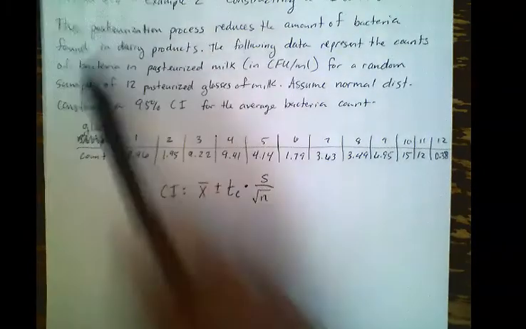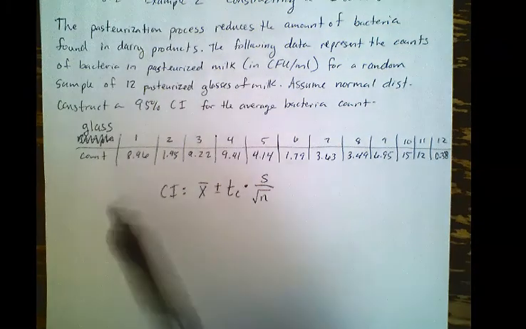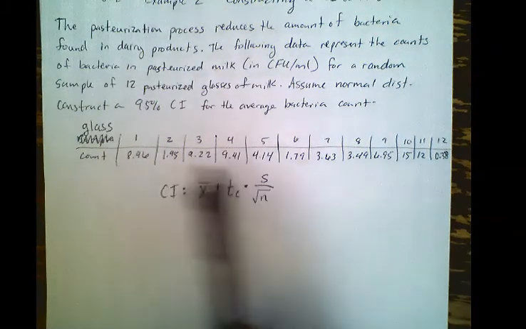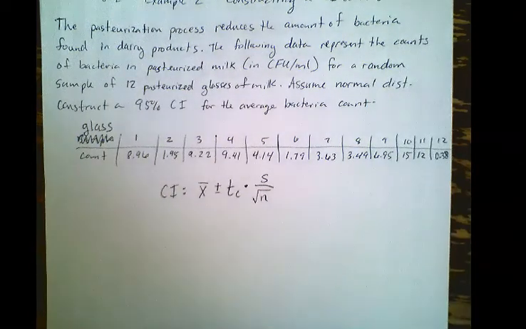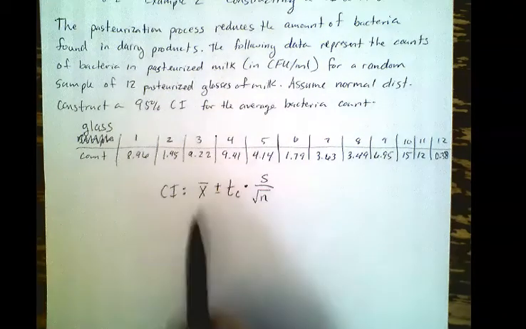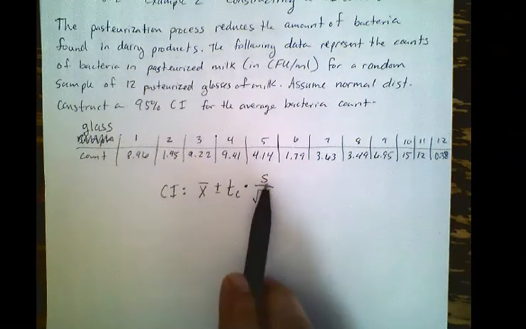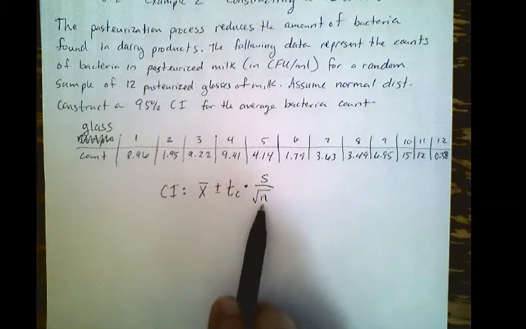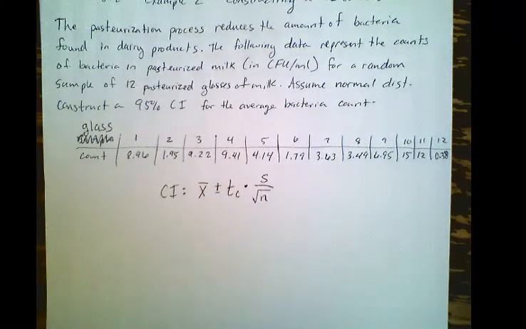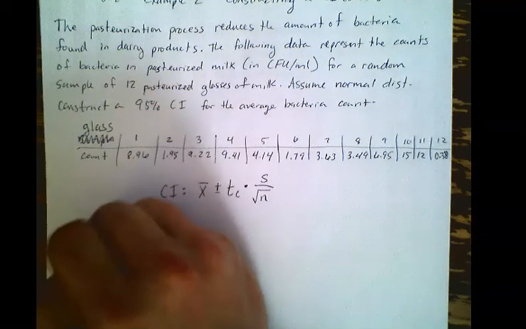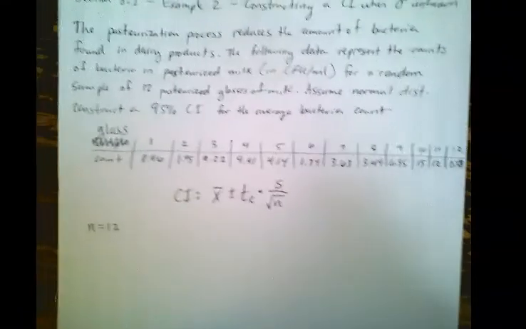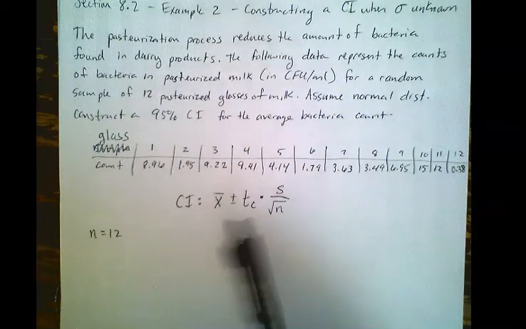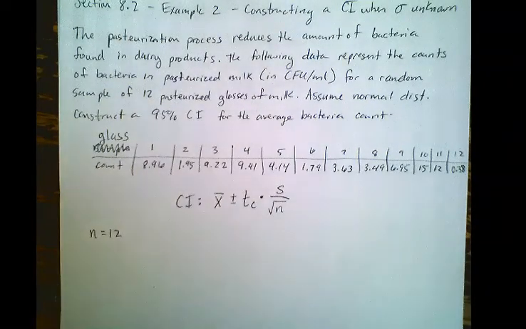So nowhere in the problem does it tell us anything about sigma. The best option that we have is to calculate the standard deviation from the set of data, okay? So recall how we do that. What we need is our x bar, we need our t critical, we need our standard deviation, and we need our sample size. So the only thing that we have at the moment is n, right? We have n equal to 12, but nothing else. So we can just use our calculator to get these other three values, all right?